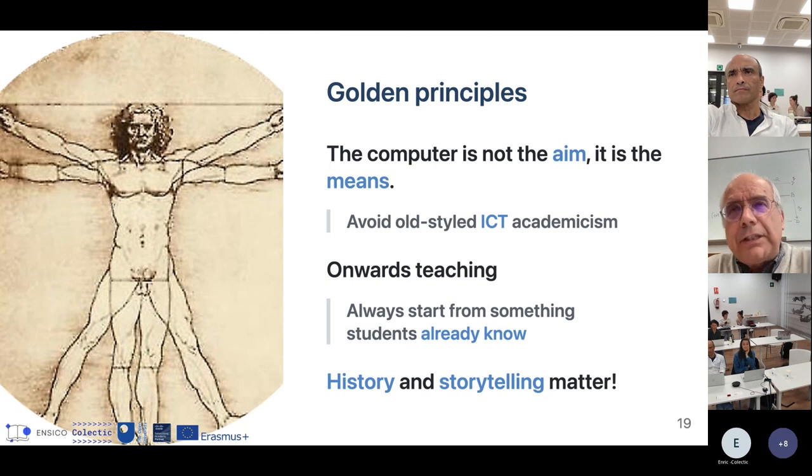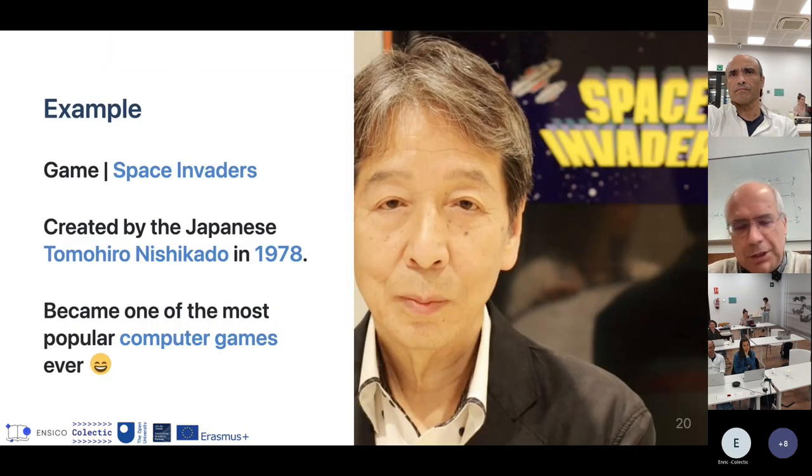And also history and storytelling matter, in particular for young students. So lots of connections to history. And one of them I will present here, which is an example, not the only one, it depends, is just an example of how we introduce the students to the digital world, to the zero and one thing. So the binary system for representing information. There is this game, Space Invaders, that everybody knows. It was created by Tomohiro Nishikado in 78, and it's one of the most famous computer games. Even today, it still exists, and people play with it.